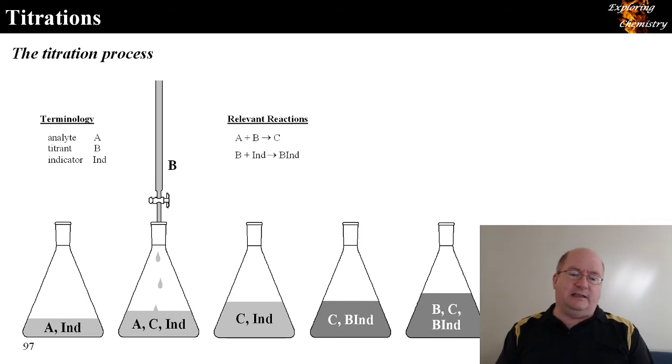And then finally, the last flask is after the equivalence point. You have an excess of your titrant and it does whatever. So after the equivalence point. Those are the 5 states: initial conditions, before the equivalence point, at the equivalence point, the endpoint, and then after the equivalence point. All right.